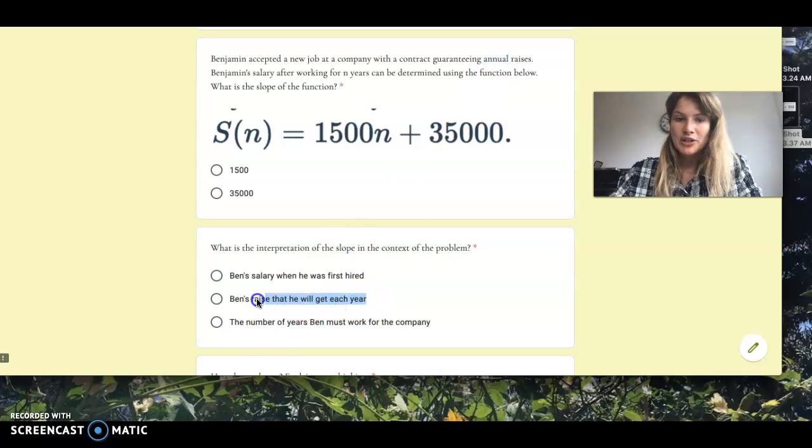So the slope is going to represent Ben's raise that he will get each year. So when he's first hired, he's going to make $35,000. And then for each additional year that he works for the company, he's going to make $1,500 more. So he'll start off with a pretty big salary, and then he'll make a little bit more each additional year that he works for the company. And the slope always represents this rate of change, or this rate of something happening again and again and again, each year, each month, depending on the problem.